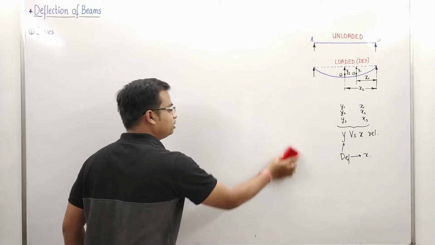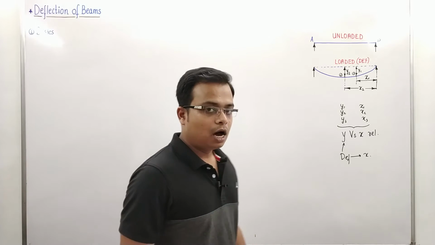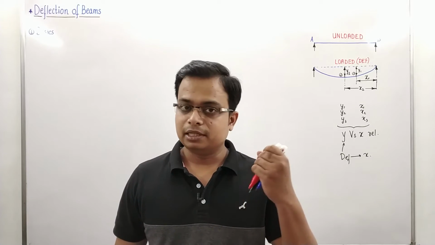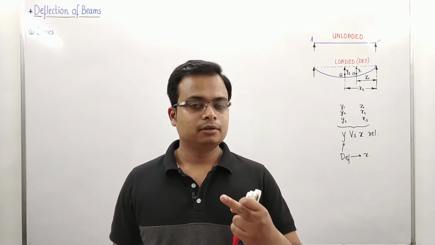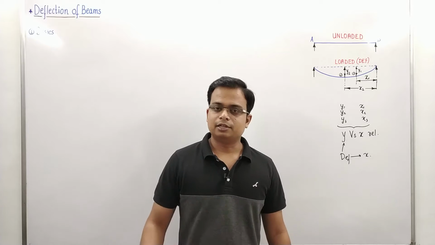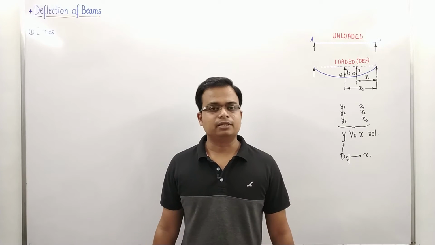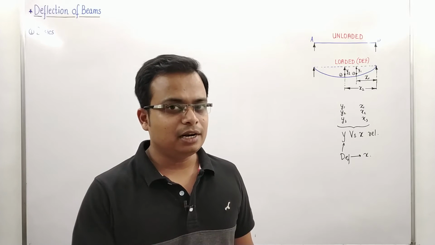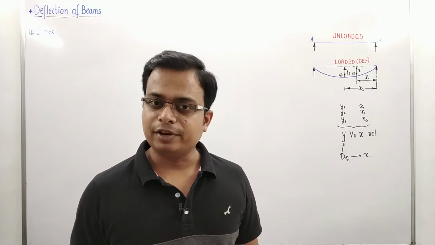So what is the objective? The objective is to frame an equation. How are you going to frame that equation? There are certain methods. Well, the methods are in the form of double integration. Then we've got the very popular Macaulay's method. Then there is moment-area method, conjugate beam method, and then there is also a strain energy method. Very less popular, but it is very effective.